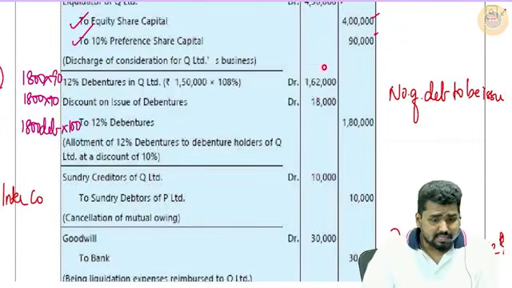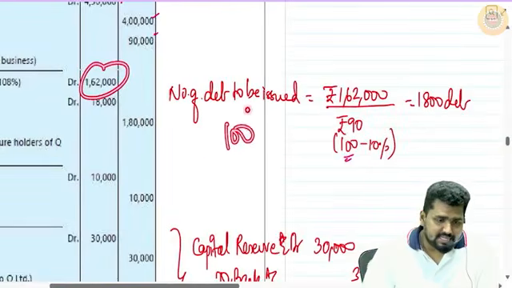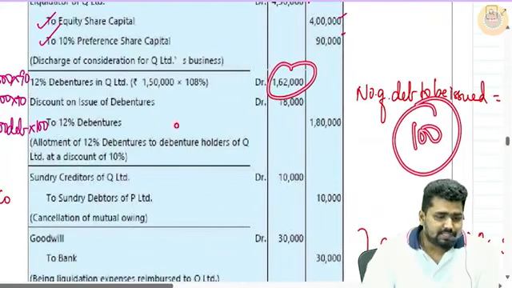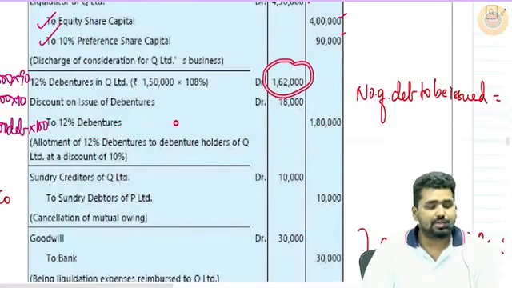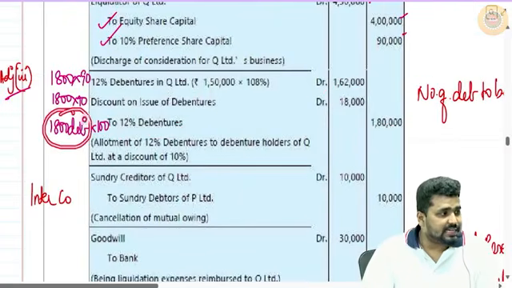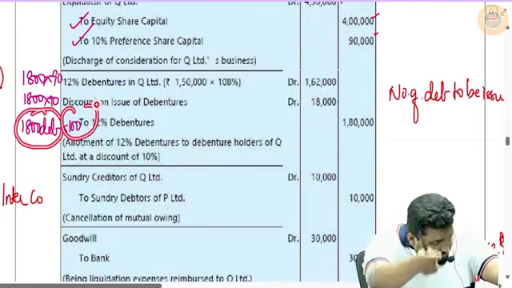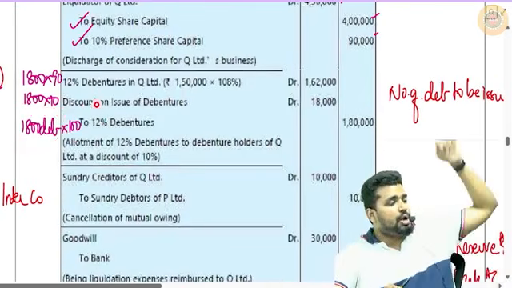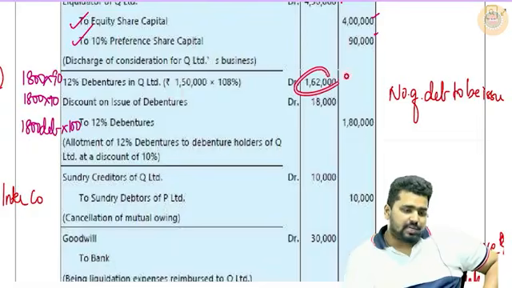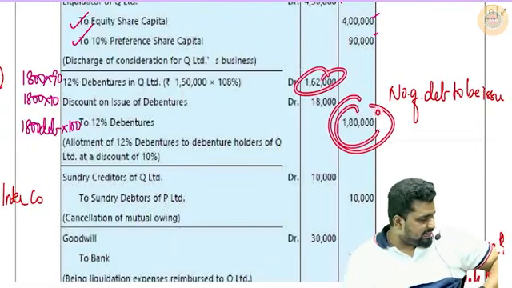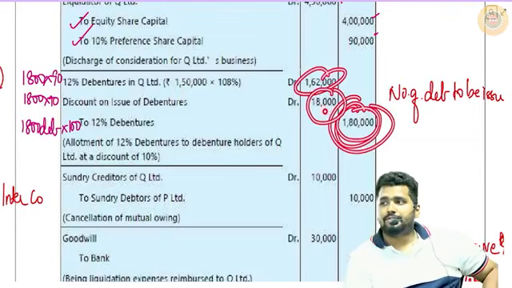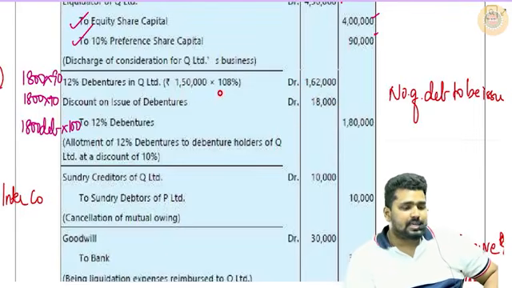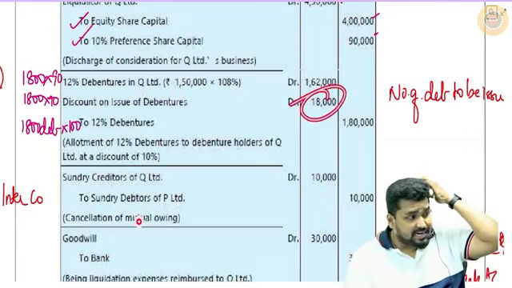But my debentures' face value is how much? 100. To settle 1,62,000, I have to give 1,800 debentures of 100 each. If I give that much, how much is settled to them? 1,62,000. But to settle this, we are accepting liability of 1,80,000. That's why it is a loss, which we call discount on issue of debentures. The discount on issue of debentures being a loss, we are debiting. Clear or not clear?